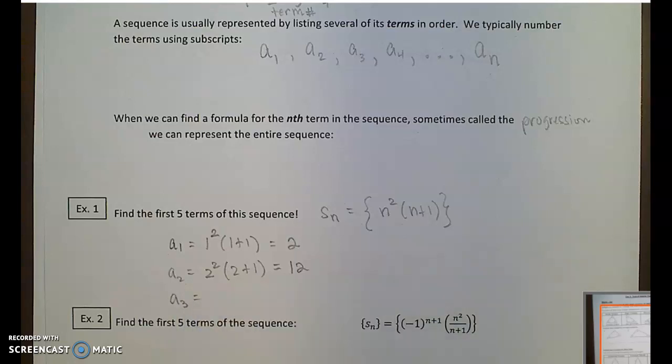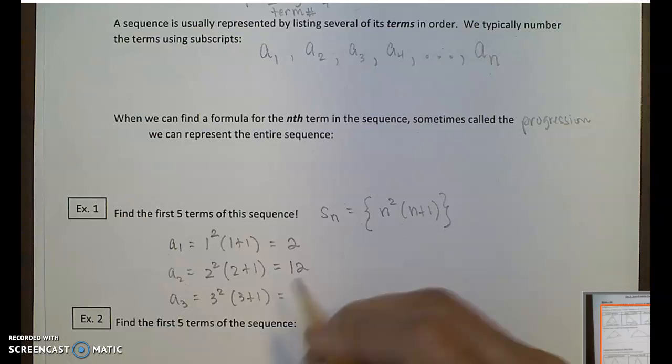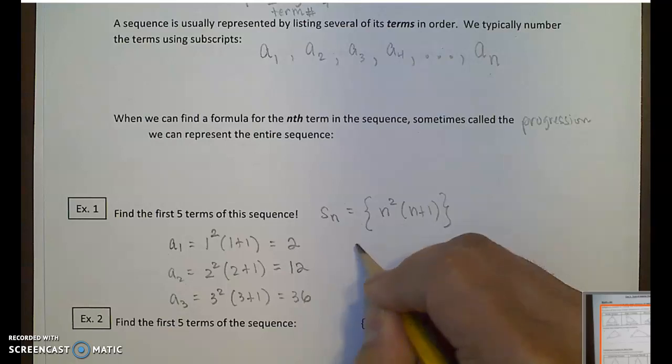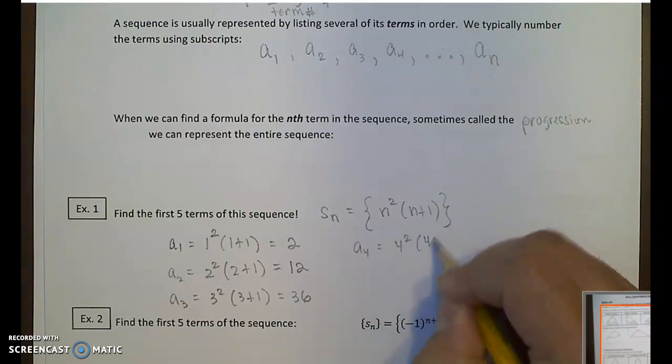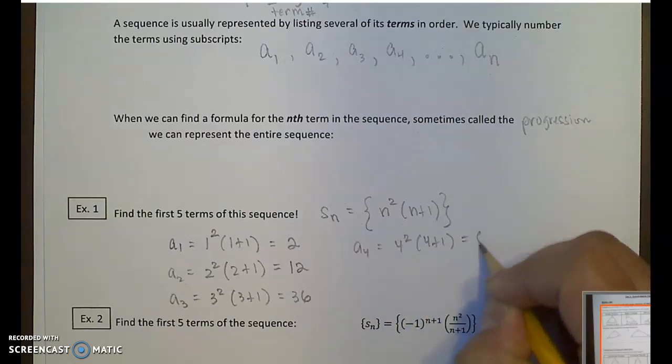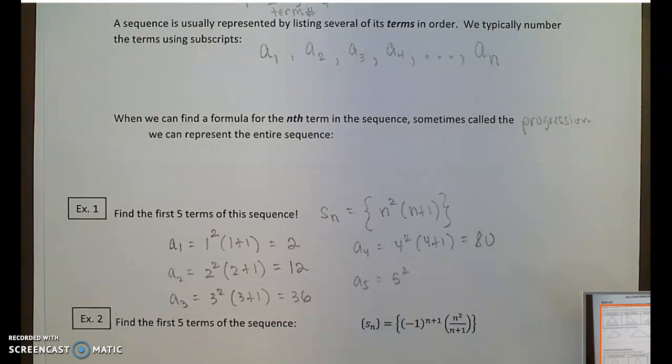Find the third term, 3 in for n, to the formula, again, n is equal to 3, the third term is 36. 4 squared times 4 plus 1 equals 80. And the fifth term, we've got 5 in for n. Do the math, and we get 150.